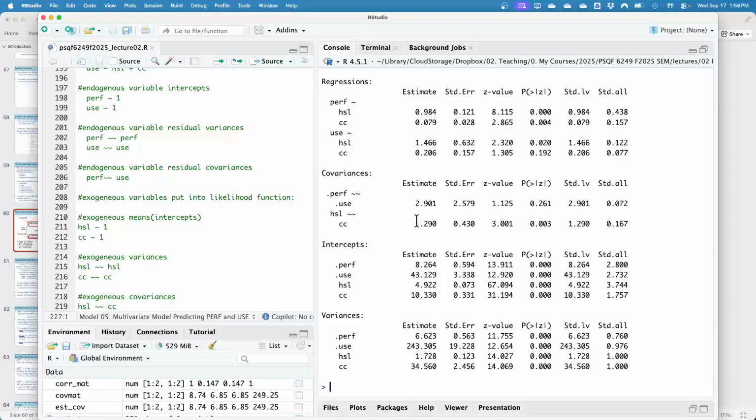Intercepts are also listed here. Again, we don't call those residual intercepts though, that's just the dot shows up there to tell you which ones are endogenous versus exogenous. I don't even know why they have that for intercept. There's no distinction between either. Apart from, I will say this, actually there is a distinction. These are conditional means, right? How we read this is 8.264 is the mean of performance, but with that dot it says when HSL is 0 and CC is 0, right?